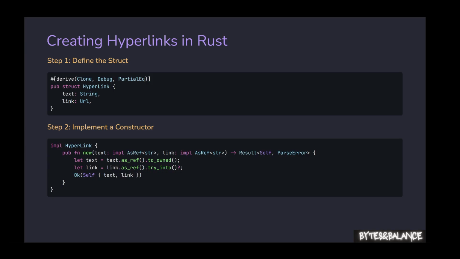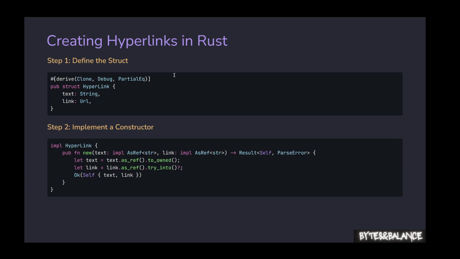In order to do this, we have to implement a structure with two fields, text and link. Text is a string and URL is typed from a URL crate. And then we have to implement a constructor method new. This method accepts text and URL parameters, which implement AsRef. And this is just to allow various types of string inputs.